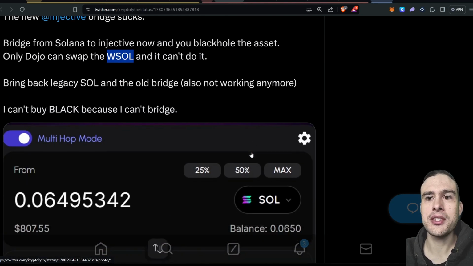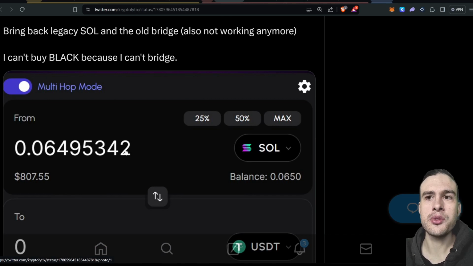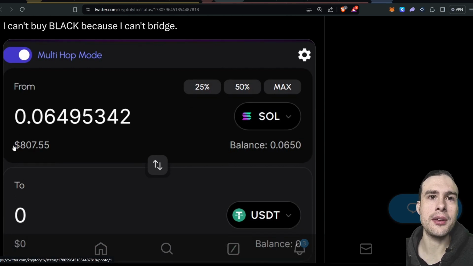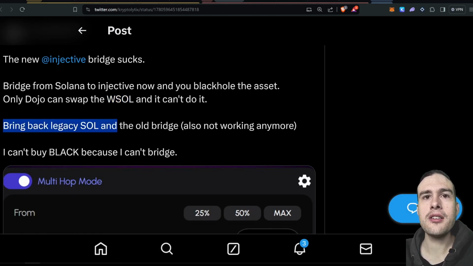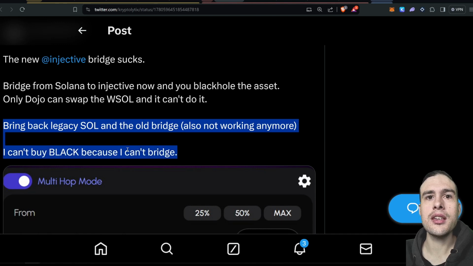Now, I refreshed many times. This was a test amount just to see if it would work. So it was $8, so I didn't really care if there'd be problems. I mean, look at the Oracle on this. This is wrong. $807 for 0.06. The Oracle's wrong. Everything is wrong. The new bridge experience, Solana to Injective, is terrible.